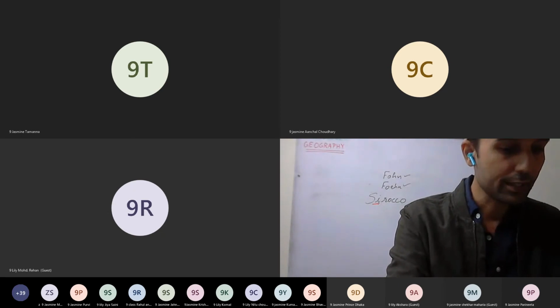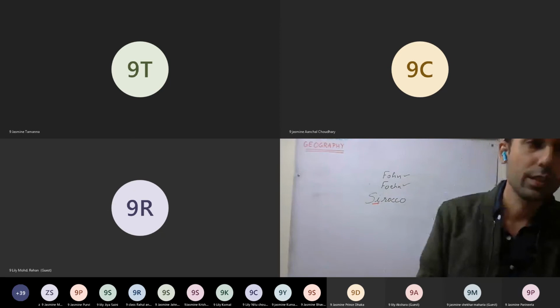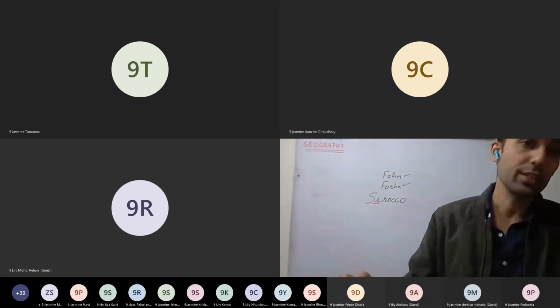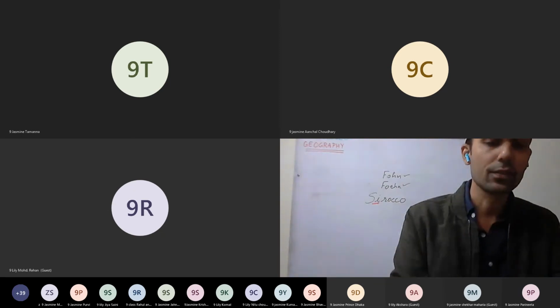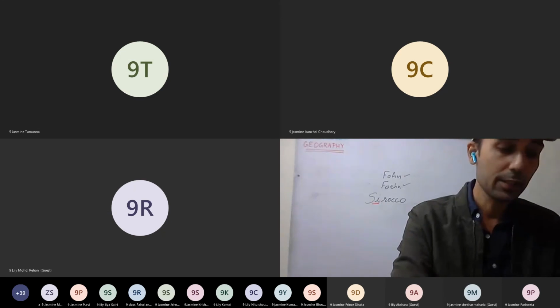Okay, those 4 points you can write. State the 3 processes by which the air gets heated. Explain in brief, that you can do yourself. The 3 processes we have discussed: radiation, convection, and what was the third? Conduction. So all 3, radiation, conduction, convection, you can write in brief.